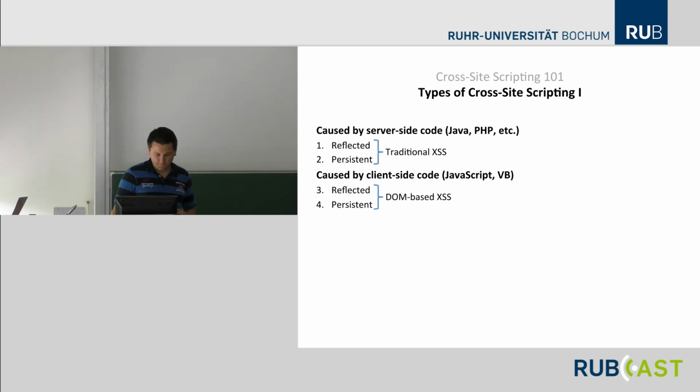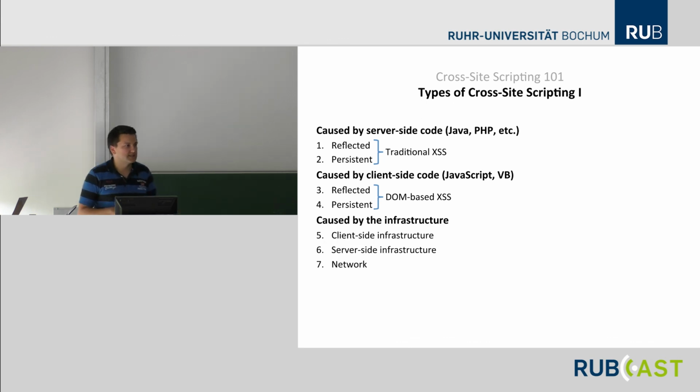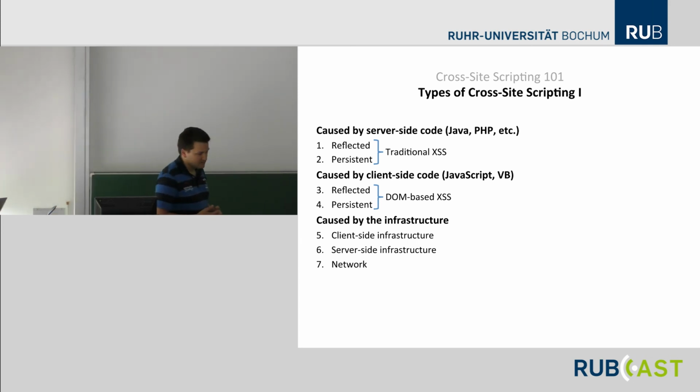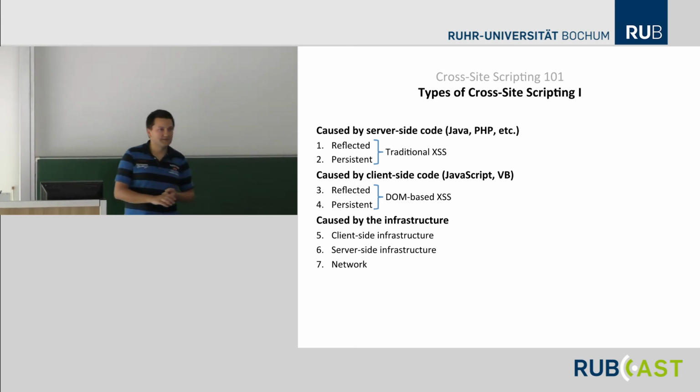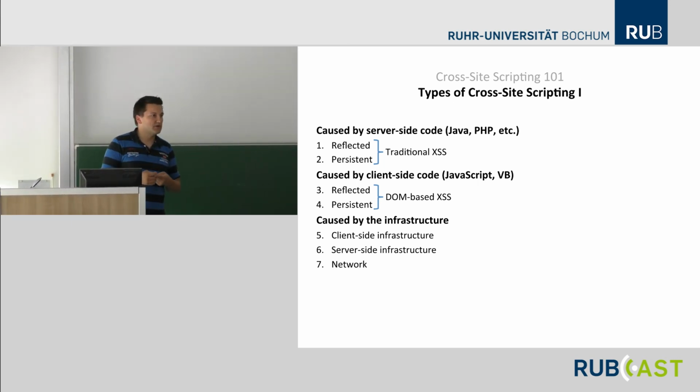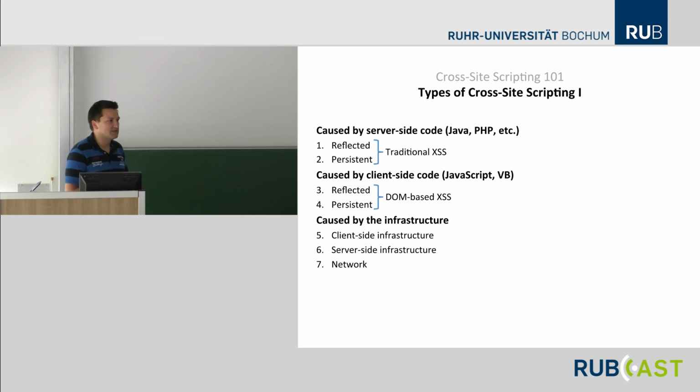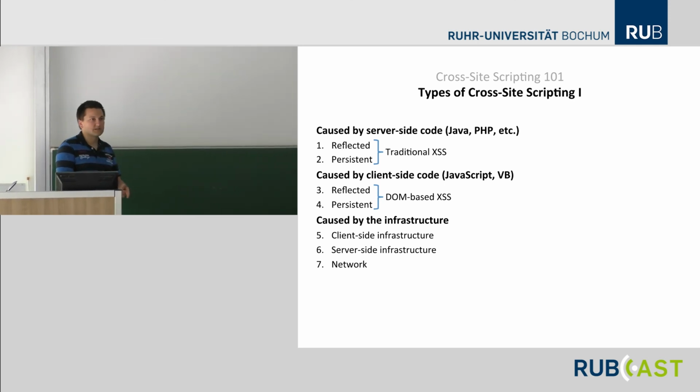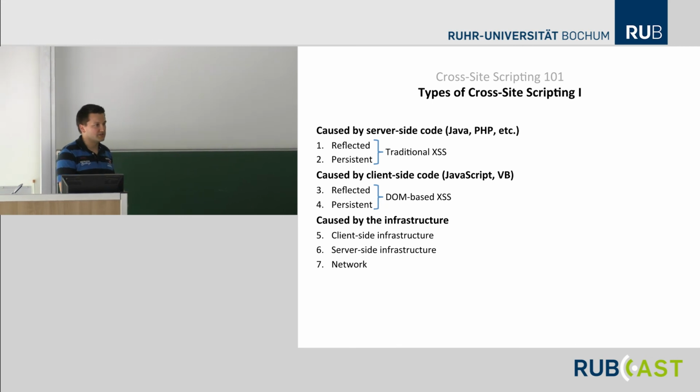And besides that, we also have a lot of XSSs that are caused by the infrastructure. So the first 4 categories are caused by application code. There's an application running and we have code that a developer wrote, but we can also have XSS caused by other entities that are involved in rendering and showing web pages to the user. The first thing is the client-side infrastructure. An example for this category is universal cross-site scripting vulnerabilities that are occurring in browsers. So it's the browser's fault, not the application's fault.